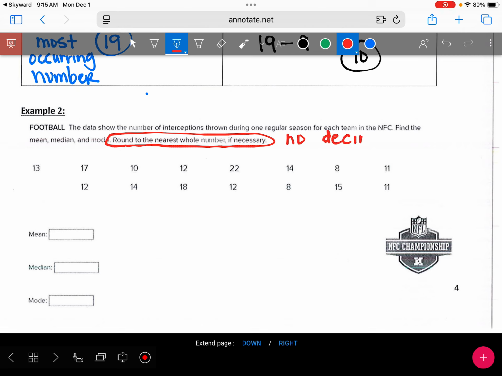So add them all up. Take your time. Add up all 15 numbers. Hit enter, and then divide it by 15.